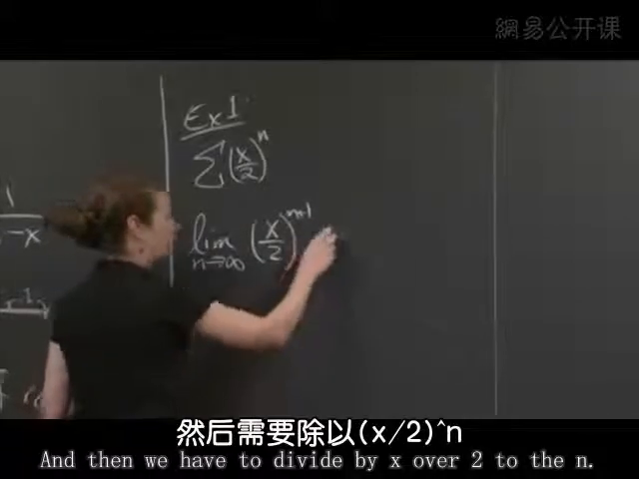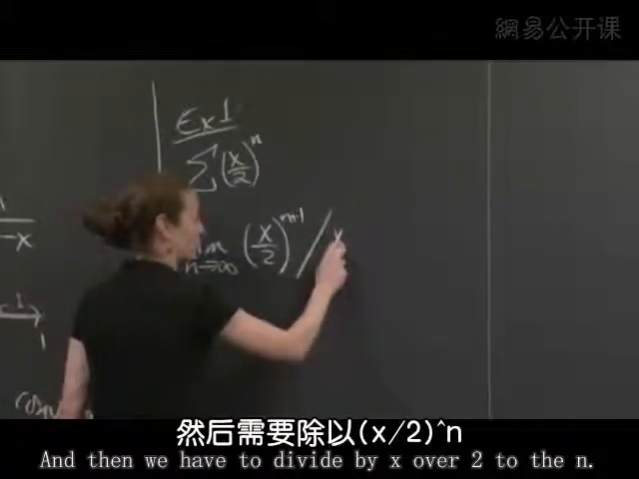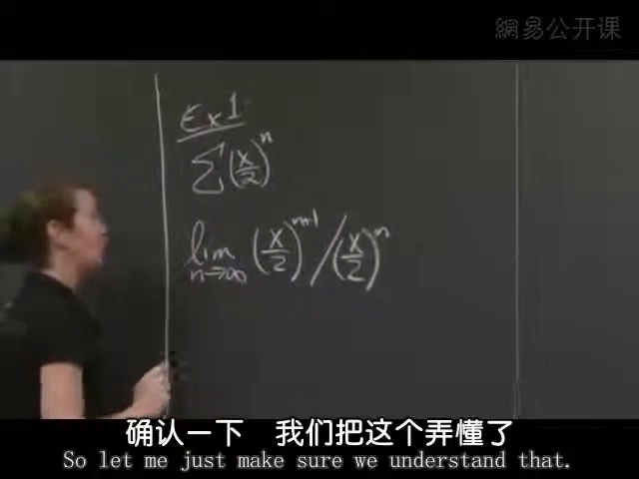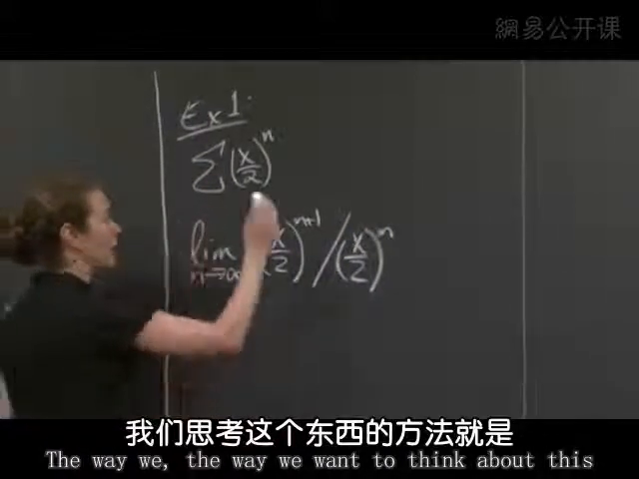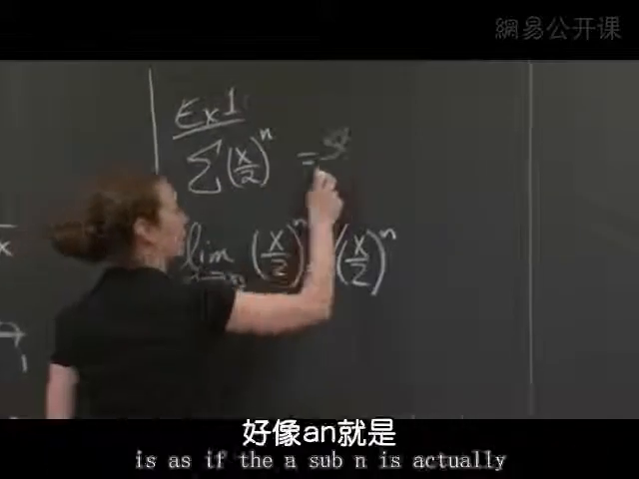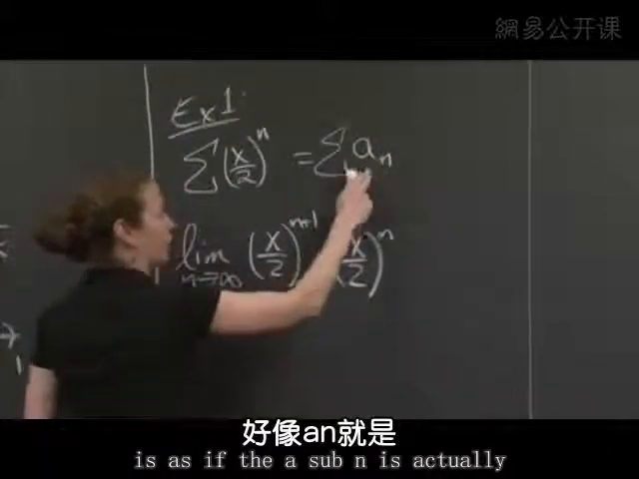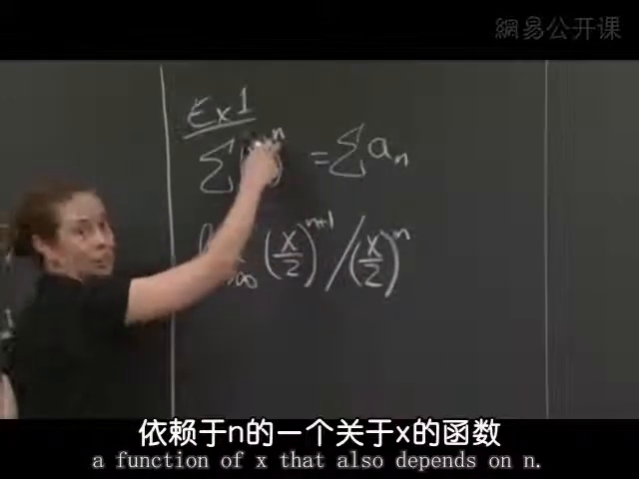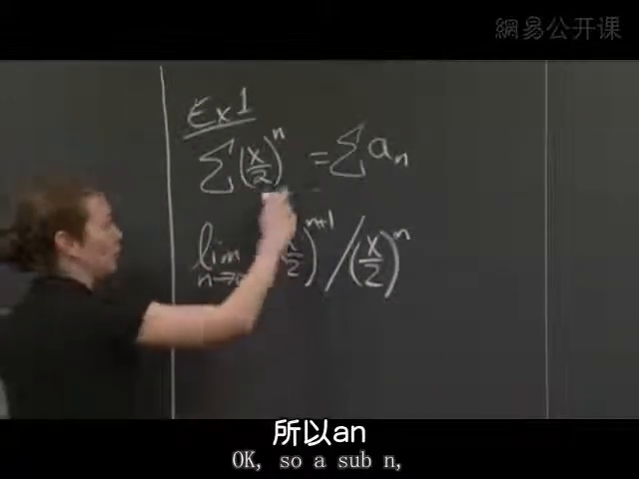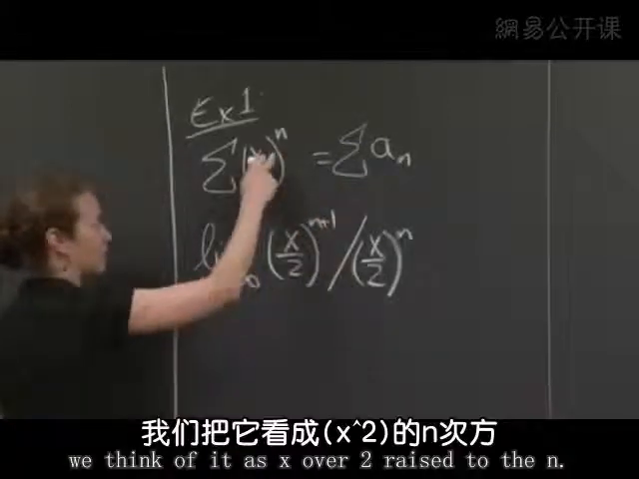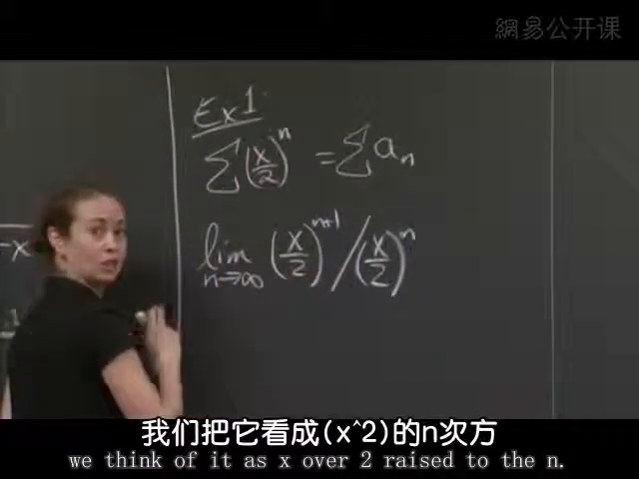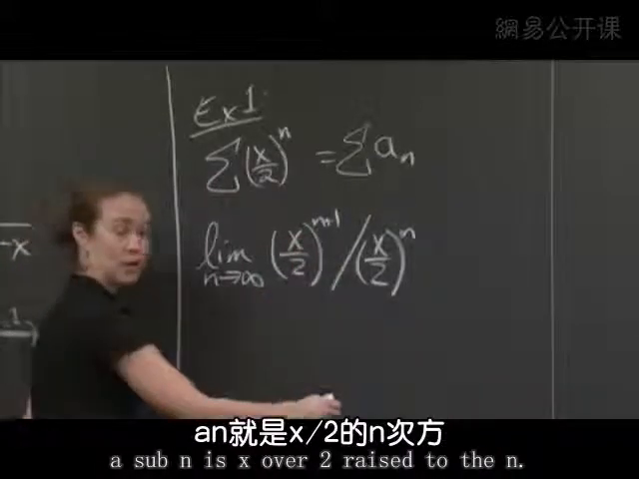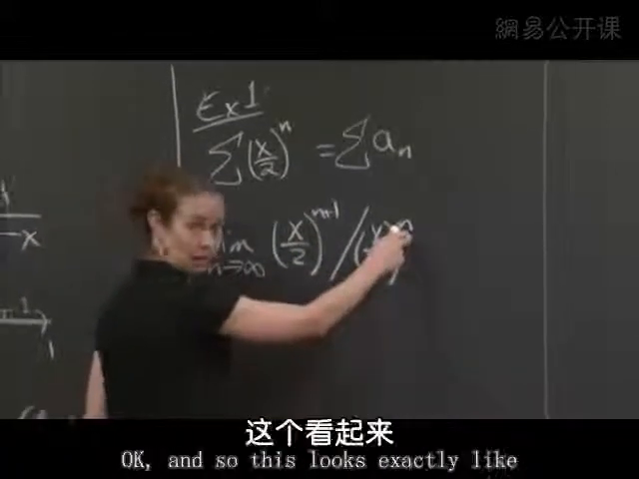And then we have to divide by (x/2)^n. So let me just make sure we understand that. The way we want to think about this is as if a_n is actually a function of x that also depends on n. So a_n we think of as (x/2)^n. So a_(n+1) is (x/2)^(n+1), and a_n is (x/2)^n.